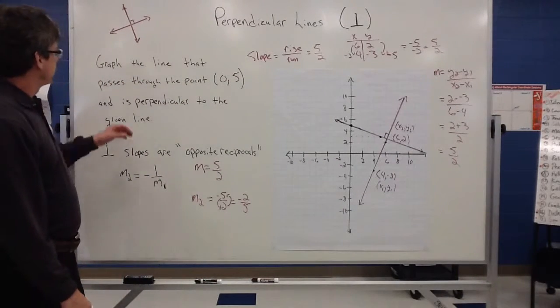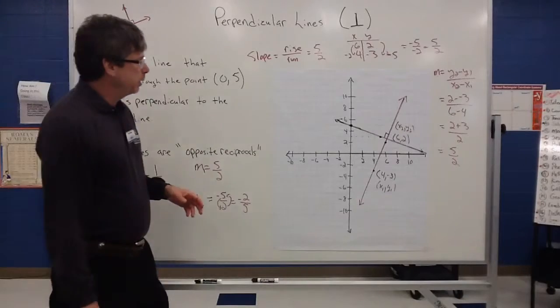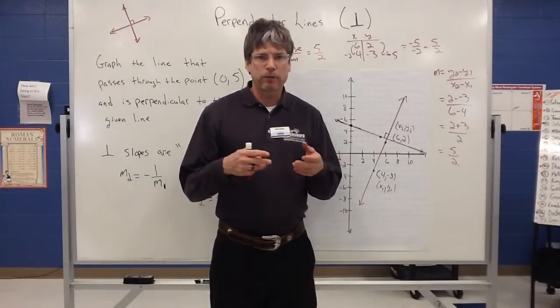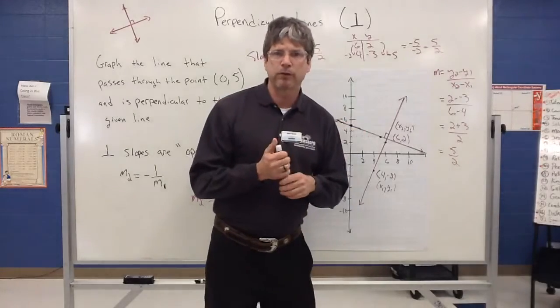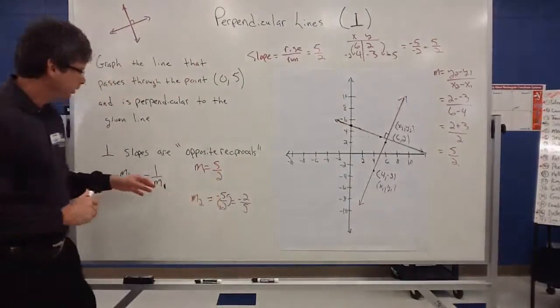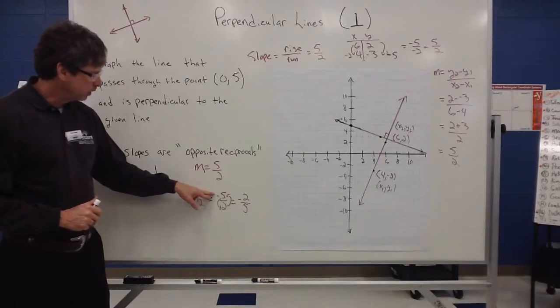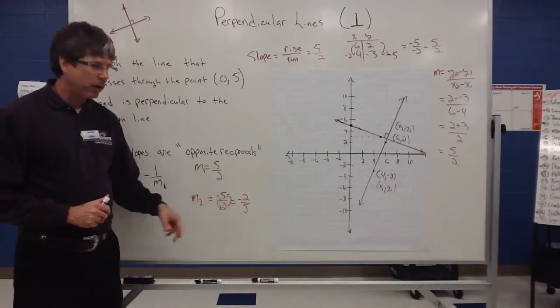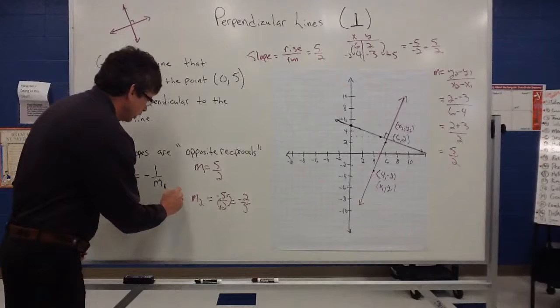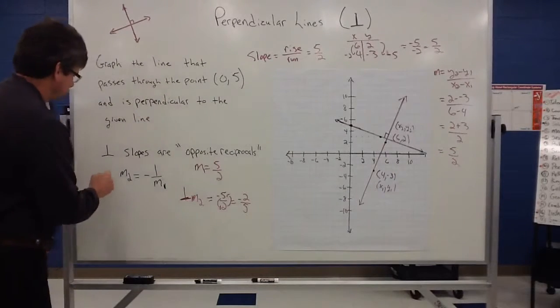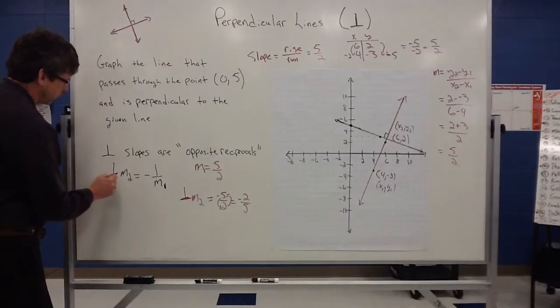So a key thing to pick up on is when we're talking about perpendicular lines and their slopes, those slopes are what we call opposite reciprocals of each other. So if I have a slope, if I change its sign and flip it, I can find what we call the perpendicular slope. So this is going to be our perpendicular slope.